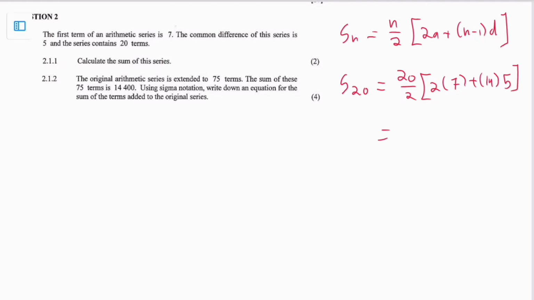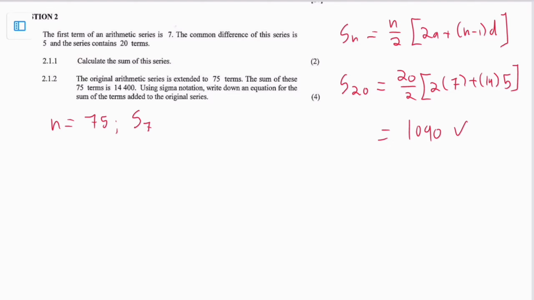So put all of that into your calculator. You should get a value of 1090. Okay, so let's keep that there. Now 2.1.2, the original arithmetic series is extended to 75 terms. N equals 75. The sum of these 75 terms is 14,400.